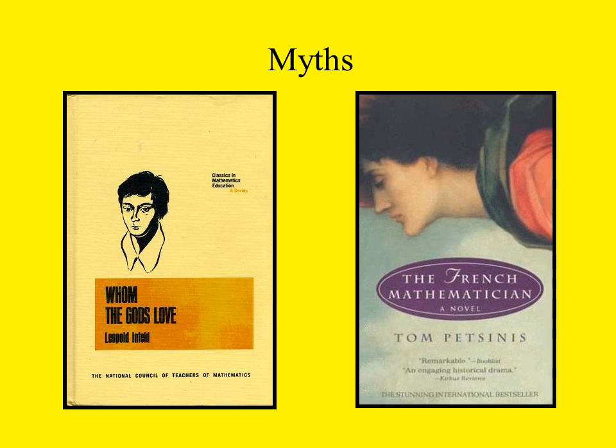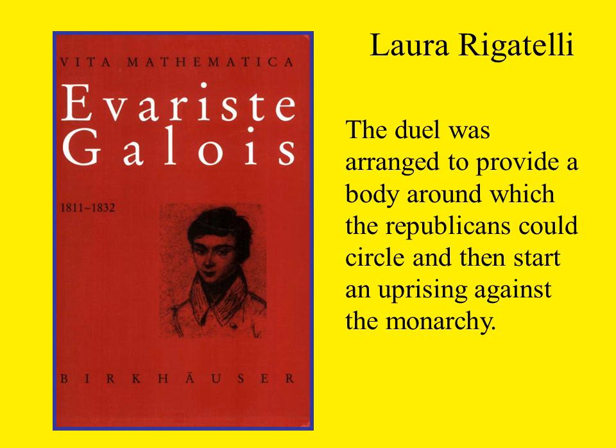In addition, the details of the duel are very unclear. Who fired the fatal shot? A well-researched biography due to Laura Rigatelli was published in Italy in 1996. Her theory is as follows. Galois was passionate about the Republican movement. At one point, he tells his family if only a body would cause an uprising that would lead to the establishment of a republic and the end of the monarchy, he would gladly offer his life.